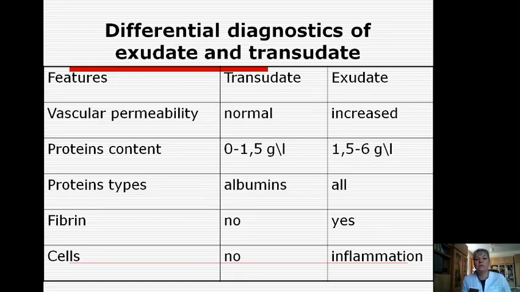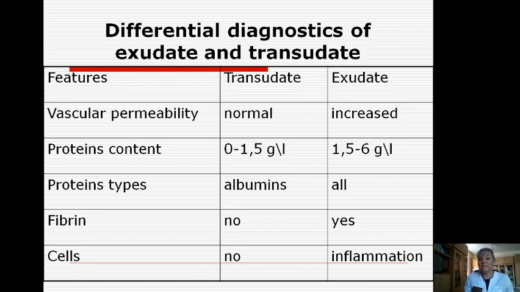You must know a differential diagnostic between exudate and transudate. Due to transudate, we see normal vascular wall permeability. Due to exudate, increased. Proteins content. In transudate, up to 1.5 grams per liter. Due to exudate, more than 1.5 grams per liter. Proteins type. Due to transudate, light proteins, albumins. Due to exudate, all types of proteins.